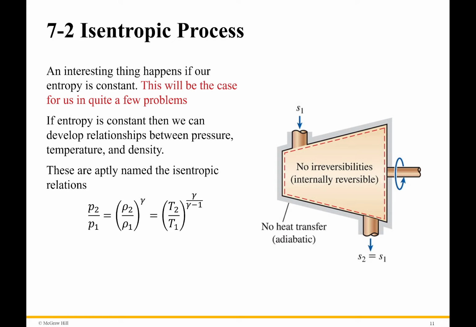Are any processes truly, perfectly reversible, perfectly isentropic? Most of them have some sort of irreversibilities. But this gives us upper estimates on what we can achieve, and we can then say, okay, well, I'll never be better than that. So if I need something better than that, well, it's not going to happen.